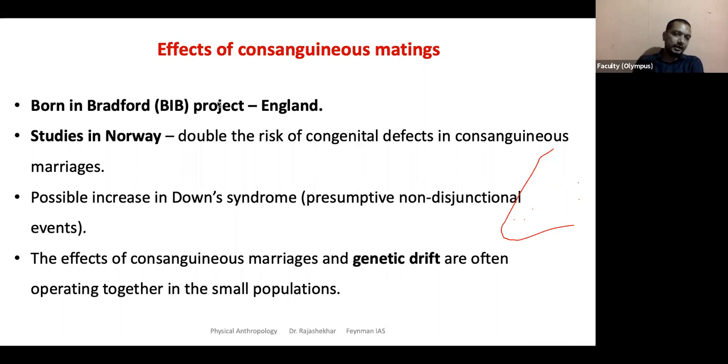Similarly, studies done in Norway found double the risk of congenital defects in consanguineous marriages. So they have clearly shown that consanguineous marriages increase the risk of congenital defects and birth defects.